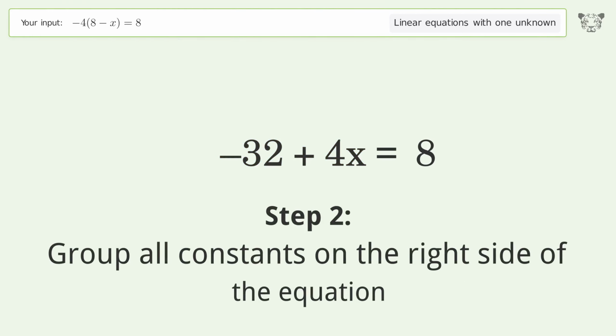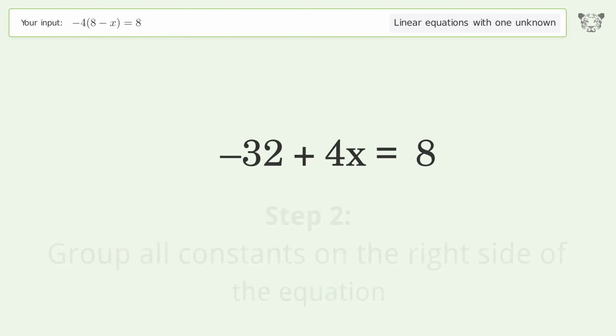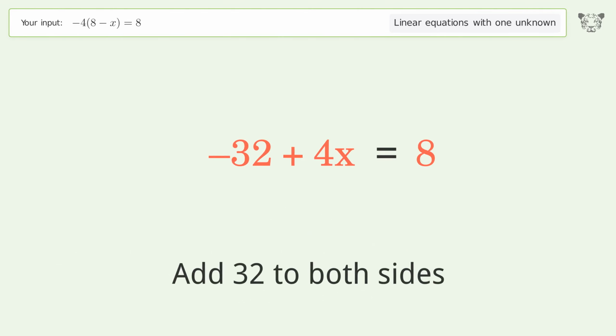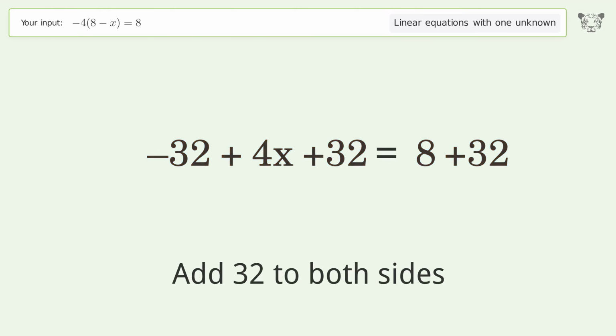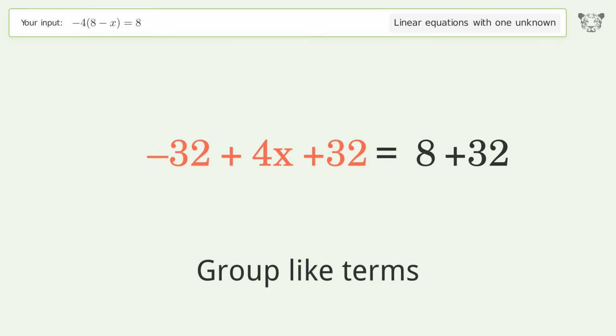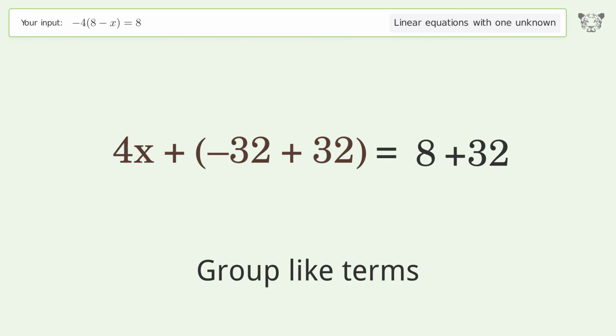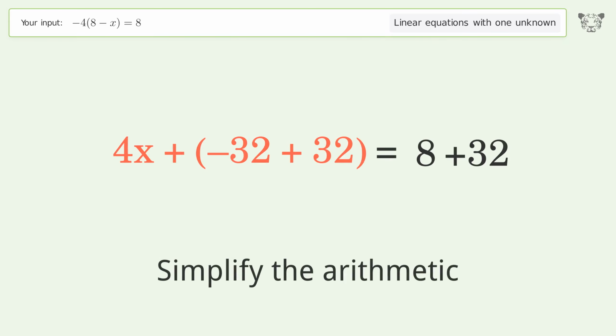Group all constants on the right side of the equation. Add 32 to both sides. Group like terms. Simplify the arithmetic.